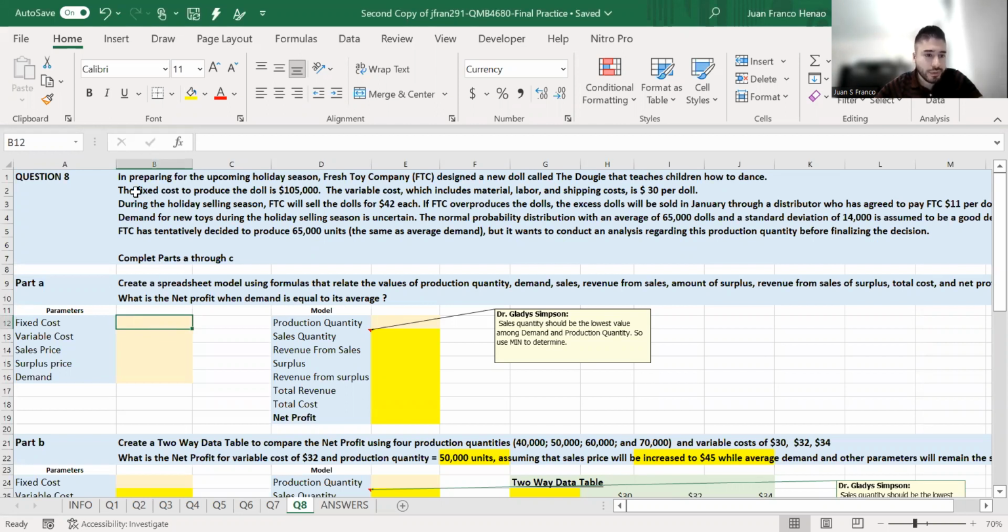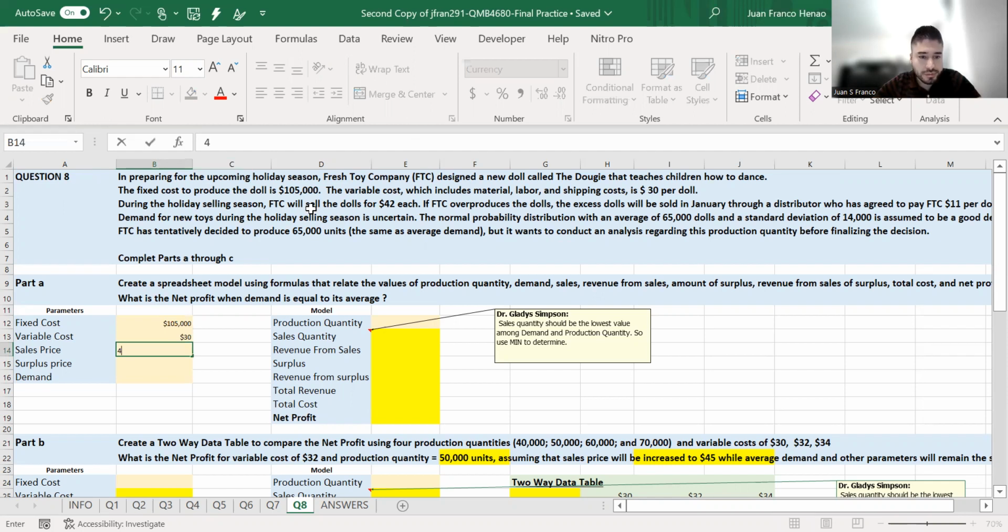The first one is the fixed cost. The fixed cost to produce a doll is 105,000. Okay, let's put it there. And then the variable cost, which includes material, labor, and shipping cost, is 30 per doll. Then during the season, the dolls sell for $42 each.